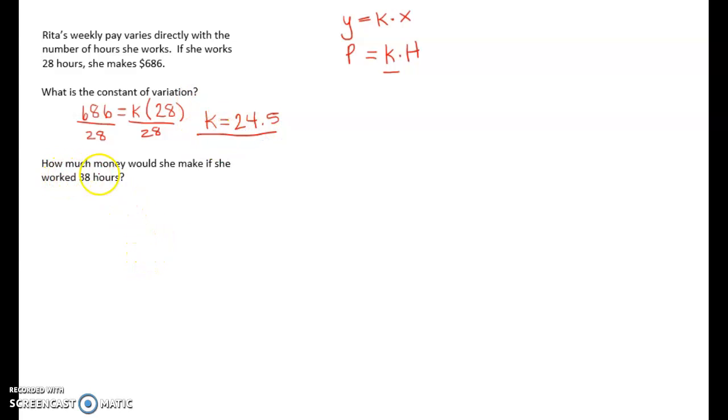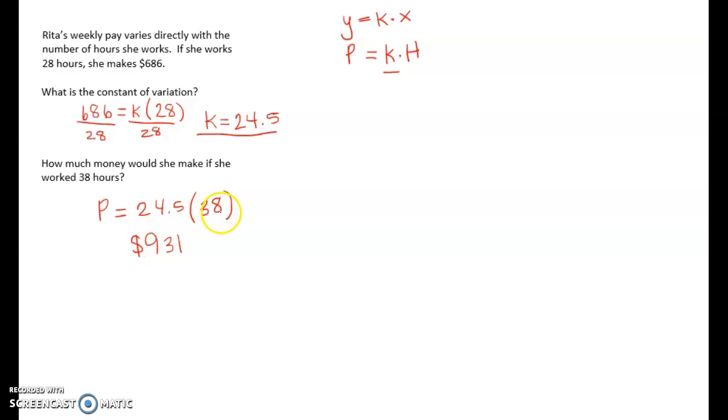Okay, now we want to know how much money she would make if she works 38 hours. So in this case, we don't know the pay. We do know the constant of variation, which is 24.5, and she works 38 hours. So we'll multiply those. Okay, we get $931.